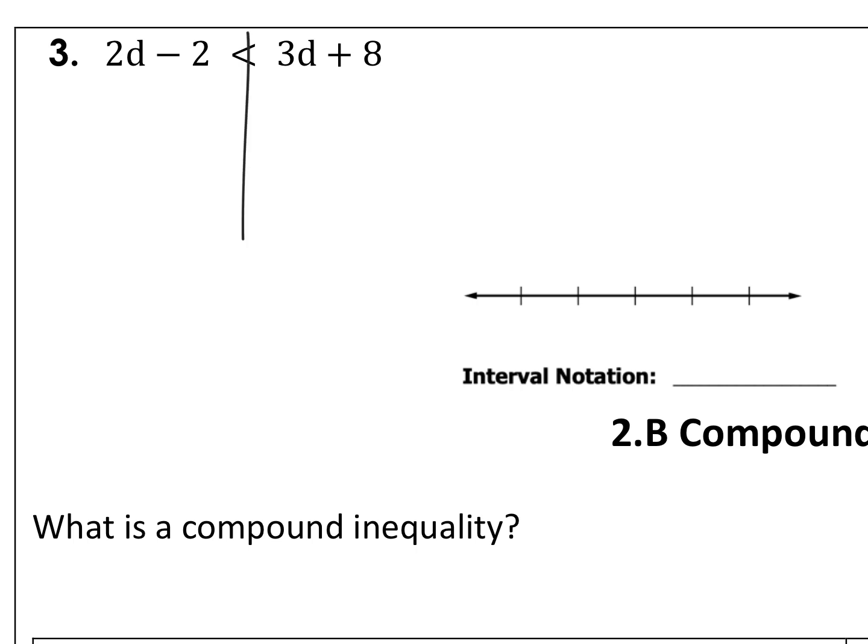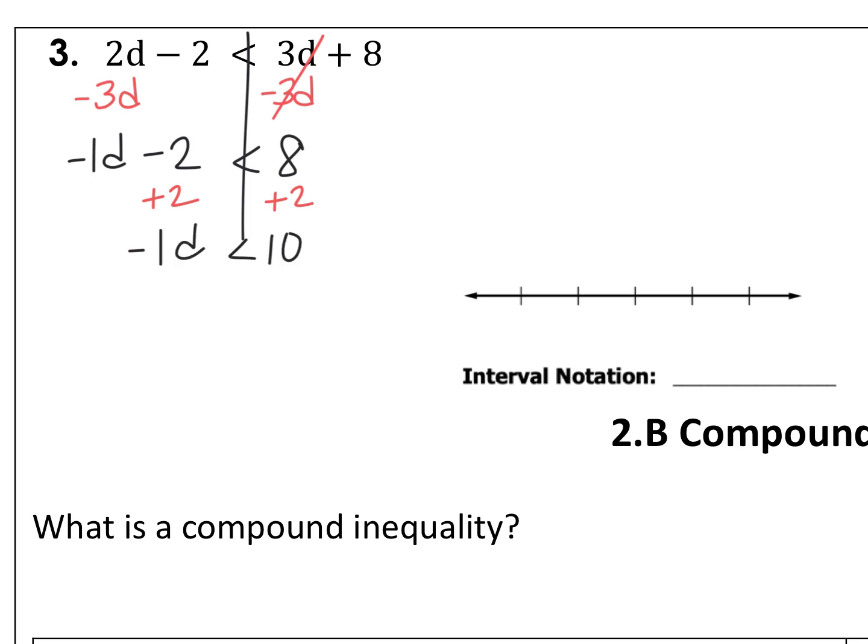Okay, let's go. You can draw your balancing line still. And let's move the variables to one side since I don't have anything to simplify. So I'm going to subtract 3D. And get negative 1D minus 2 is less than 8. Now what, Finley? Yep. Negative 1D is less than 10. Carson, what's my last thing? You're going to divide by -1.